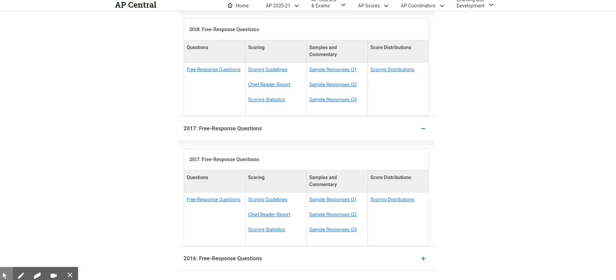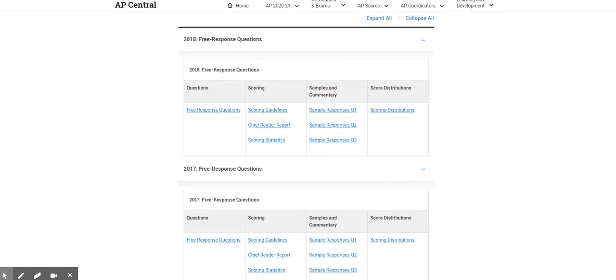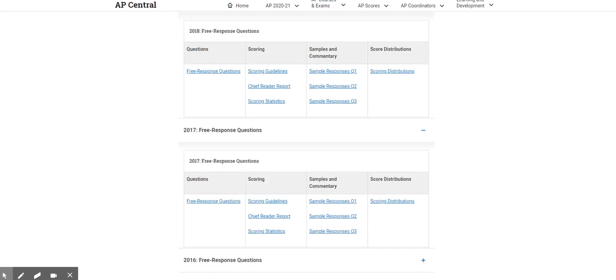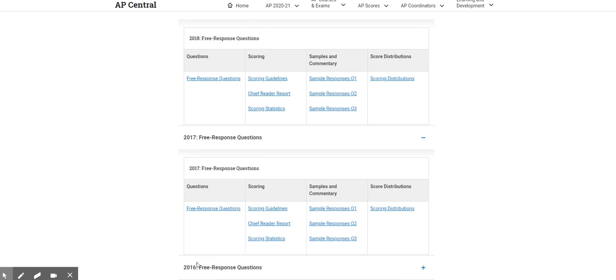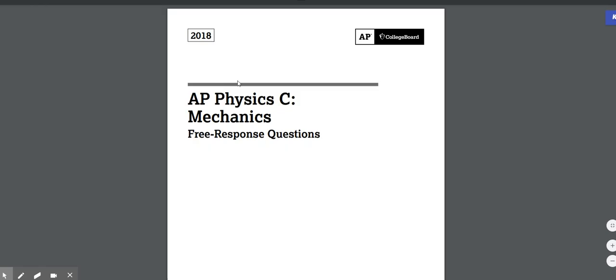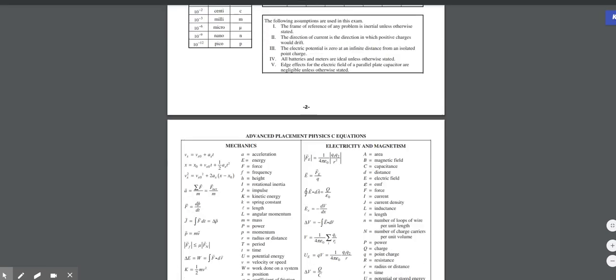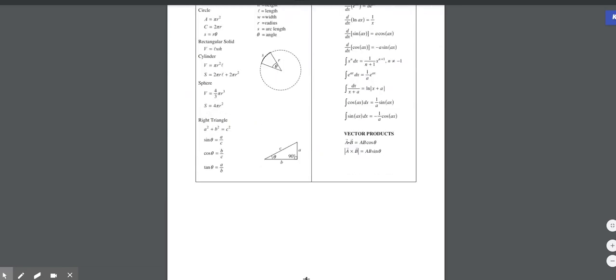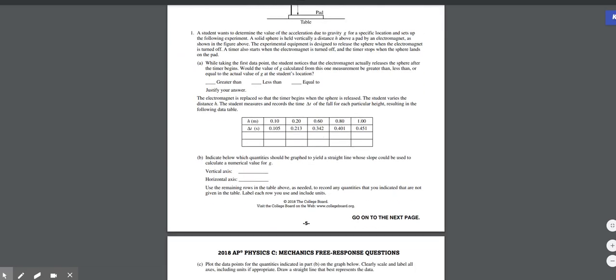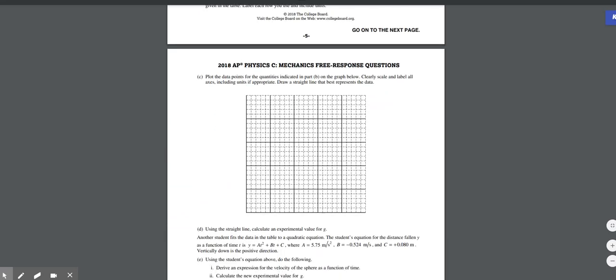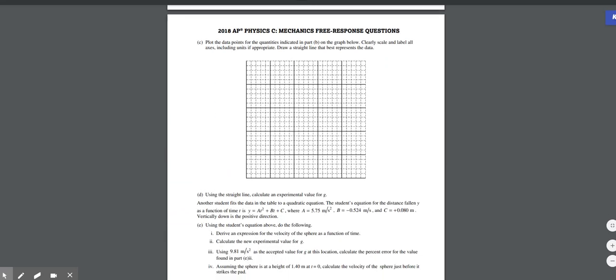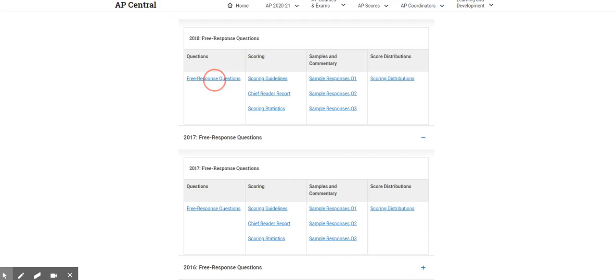So I'm going to go here and just look. I bet I can go 3 for 3 here. I bet I can go 2018, 17, and 16 and show you that it shows up on each test. So here we go. Once again, we're looking for that data table that needs finished and a big graph looking thing. Right there, and sure enough, right there. Use the straight line and calculate the experimental value for gravity. Okay, let's go to another one.